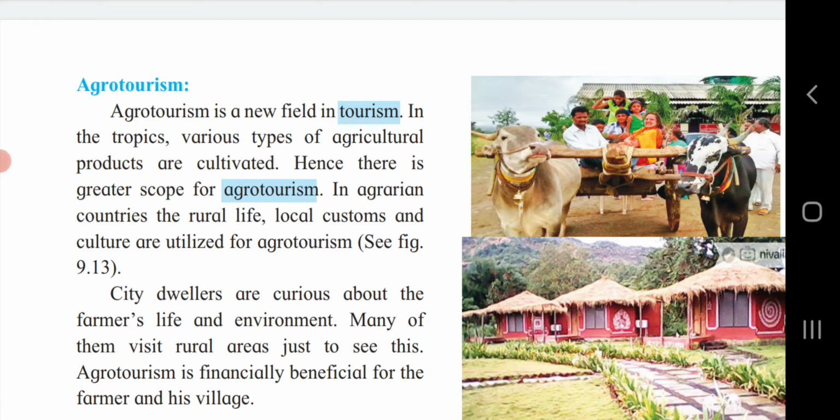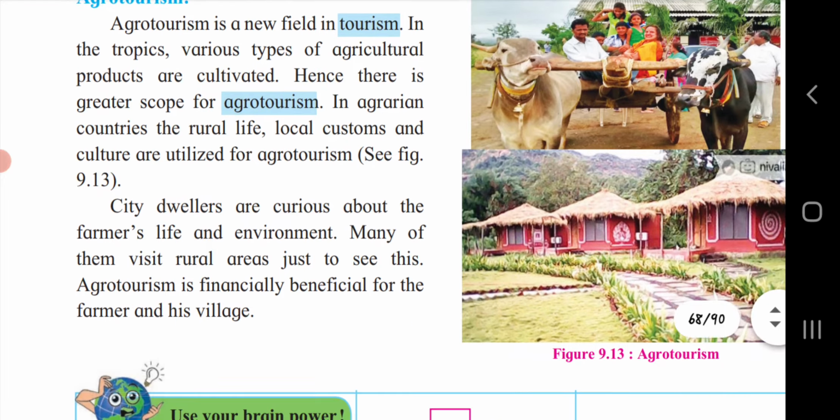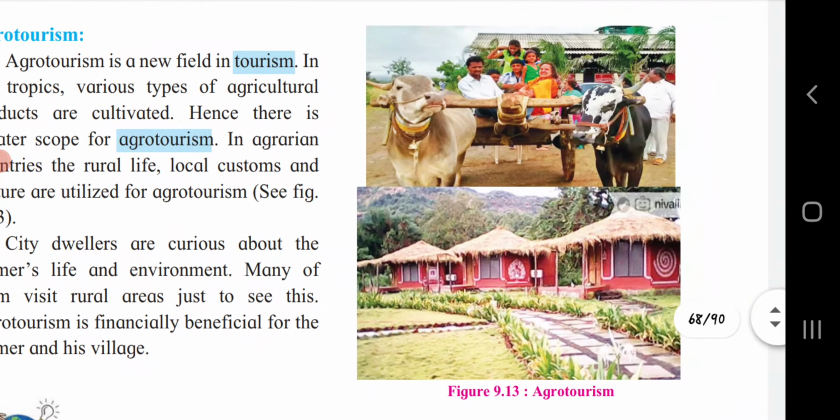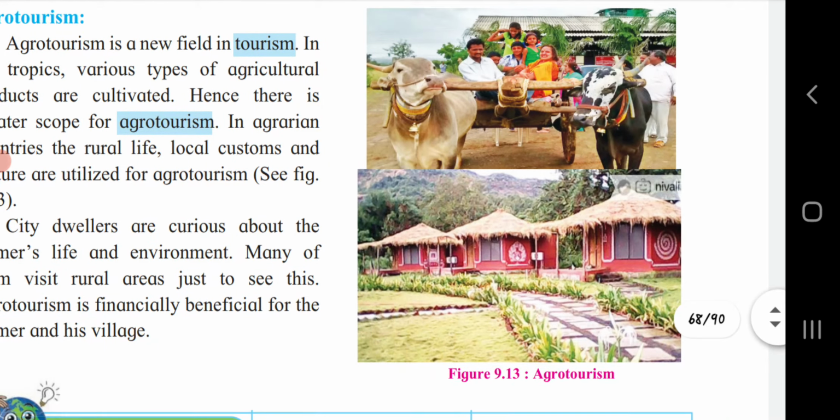Under this, agrotourism is a new type of tourism which has a greater scope in the tropics, where various types of agriculture products are cultivated, and it has mainly developed due to the curiosity of city dwellers about the farmers' life and environment. The rural life, local customs and traditions, etc. are characterized in agrotourism. So these two pictures are given. As in Solapur, we have Abhishek Mala. So it is one of the places of agrotourism.